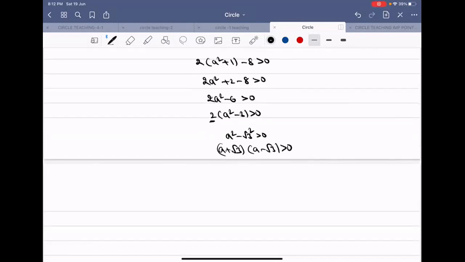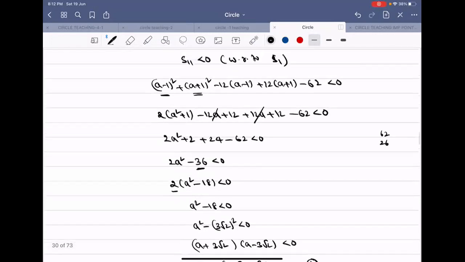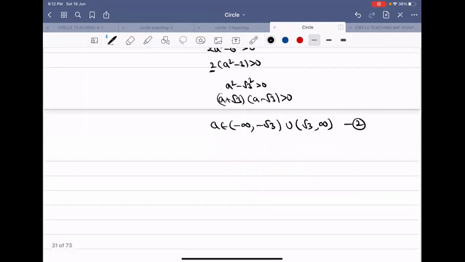Again, here outside the roots, because (a plus root 3) into (a minus root 3) is positive. Therefore, a belongs to outside the roots. Therefore, minus infinity to minus root 3 open, union, root 3 to infinity. This is the second one. But these two conditions at the same time means the point must lie inside the first circle and outside the second circle. That's why intersection. Our answer is 1 intersection 2.